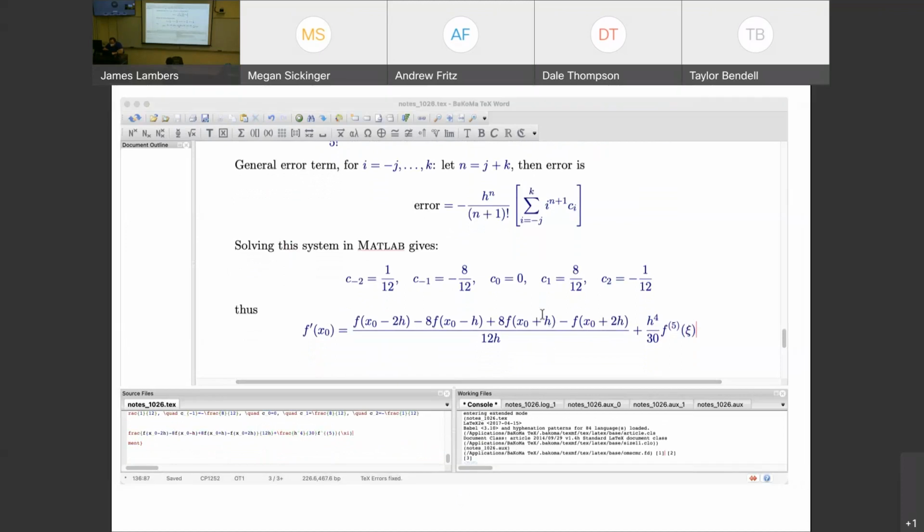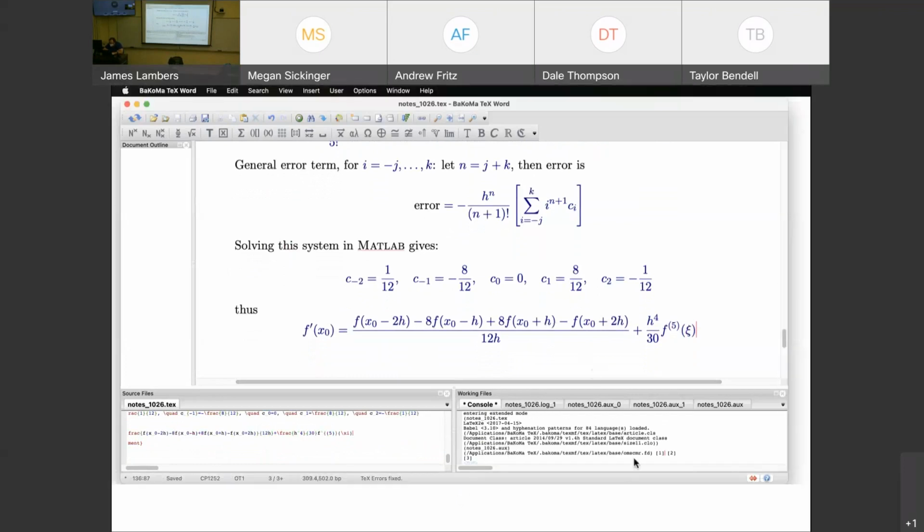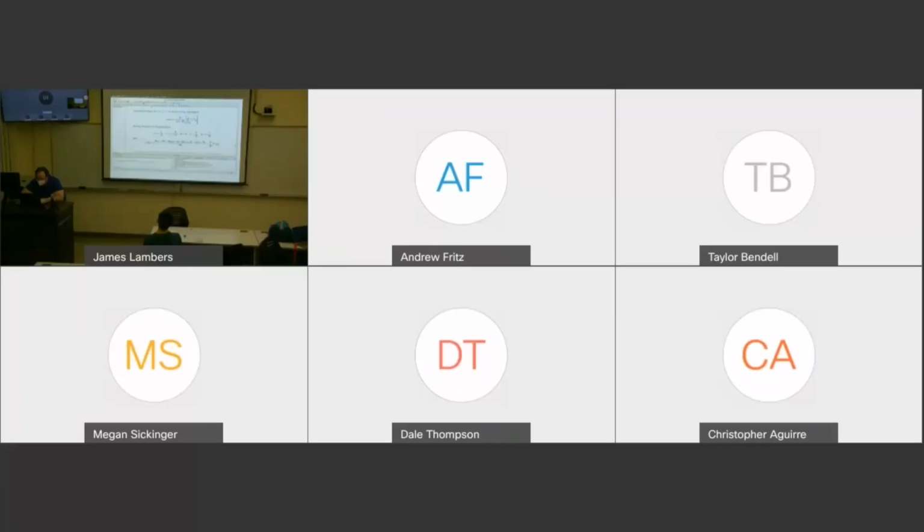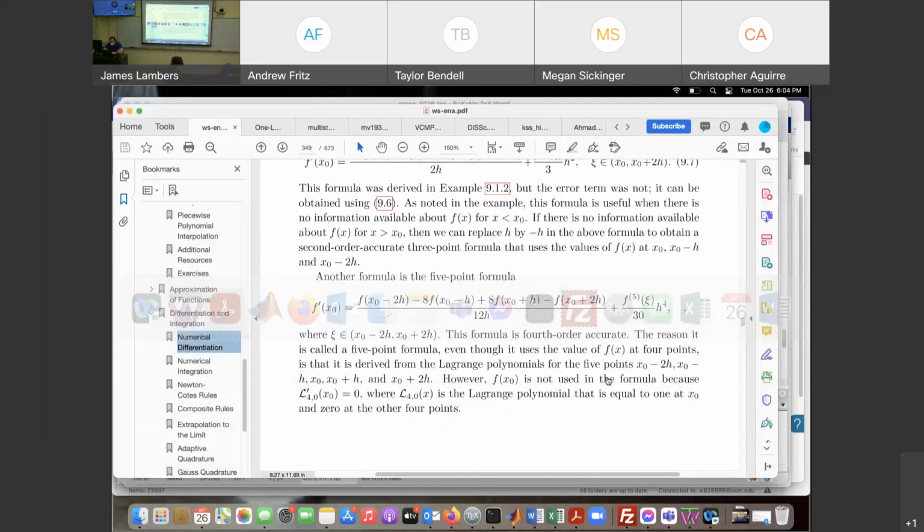Oh, I don't have this shared, but I will in a second. I'm going to temporarily unshare and reshare. Okay, so here it is. The same 5-point formula that I just showed you. And sure enough, that's the error term: the fifth derivative at an unknown point over 30 times h to the 4th.